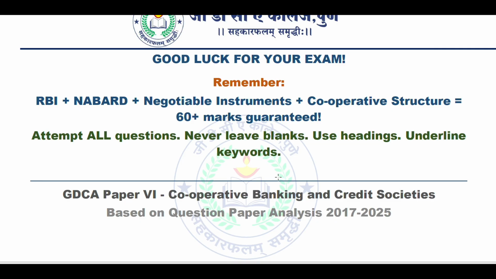Again, I'm telling you one last time, remember RBI, NABARD, negotiable instruments, and cooperative structure. Here you will get 60 plus marks guaranteed in these four topics. So make sure that you write properly. I'll give you a separate video on this in the coming days. Attempt all questions, never leave anything blank, use headings and subheadings properly, and underline the keywords of a particular answer. Do this and you will get a good result.